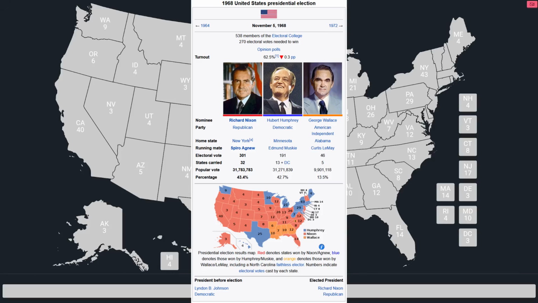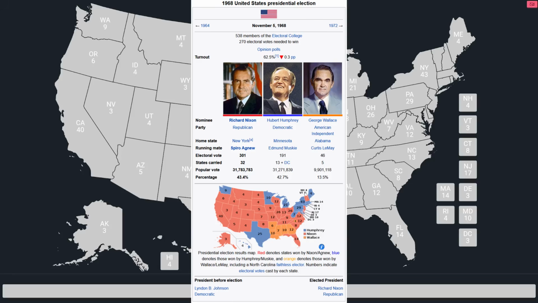Here, this was an open seat because Lyndon Johnson was not the nominee for re-election. Richard Nixon finished with 301 electoral votes. He carried 32 states, and that was worth 43.4% of the national popular vote. The loser for the Dems was Humphrey. He got 191 electoral votes out of 13 states plus D.C. That was worth 42.7%, so just a little bit behind Nixon.